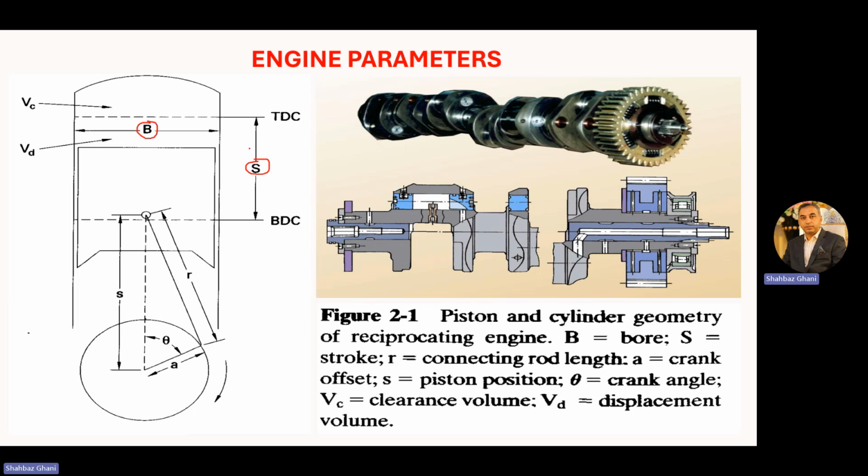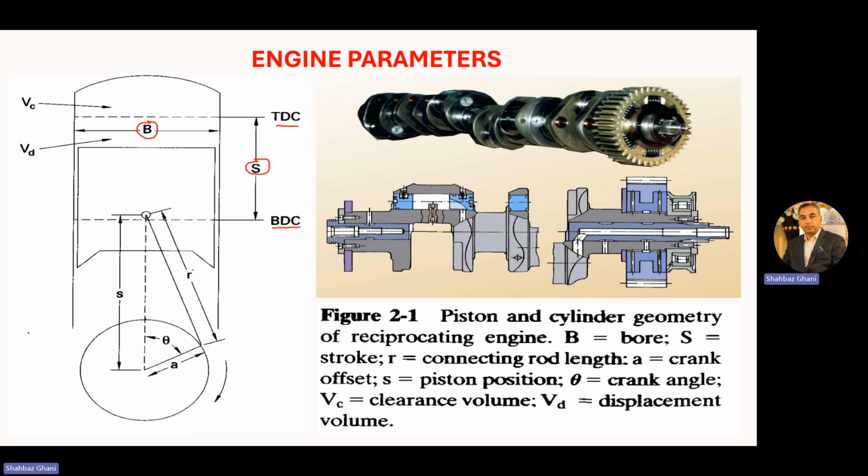Now, then you have S, stroke. The movement of a piston from this BDC to TDC is known as your stroke, or from TDC to BDC. That length which the piston covers is known as stroke.